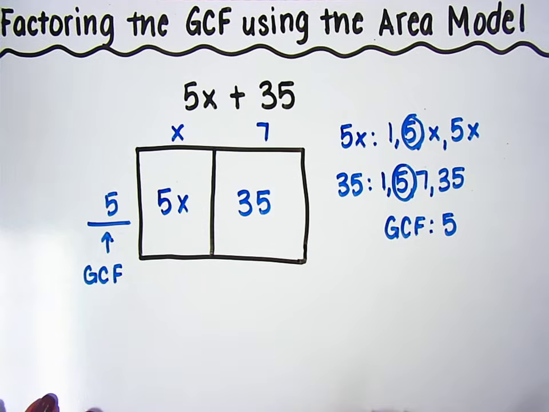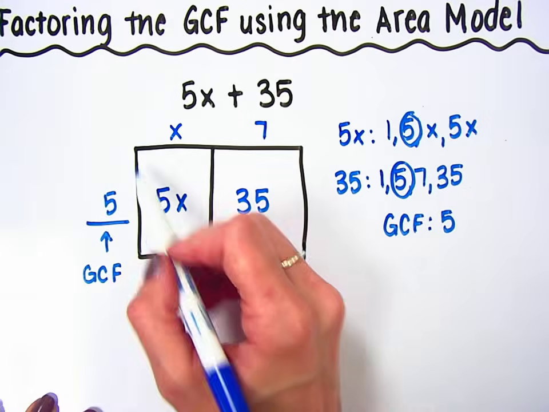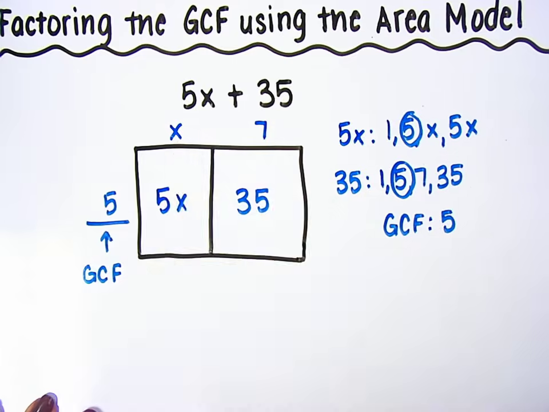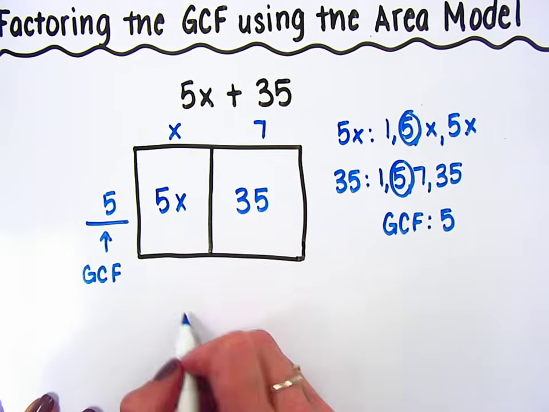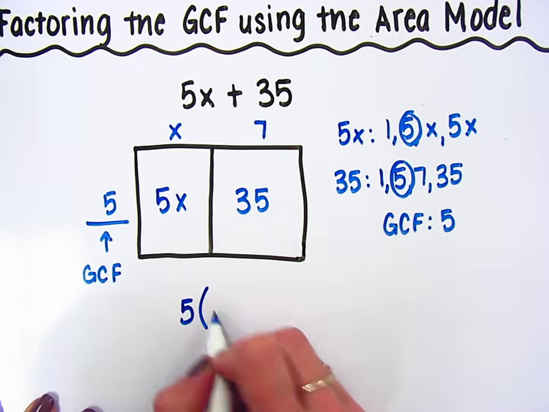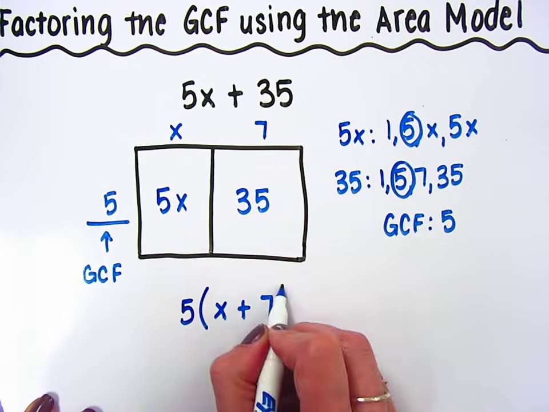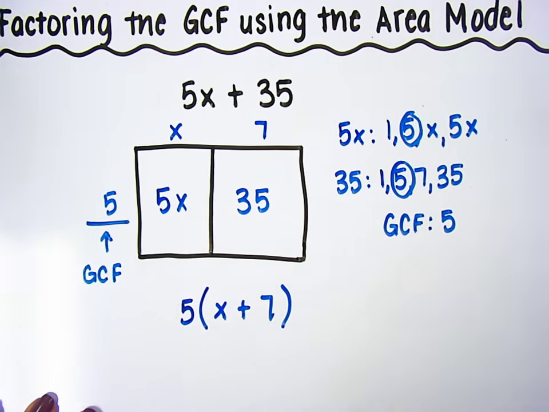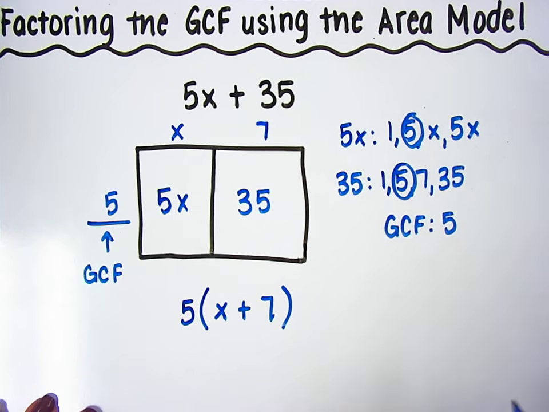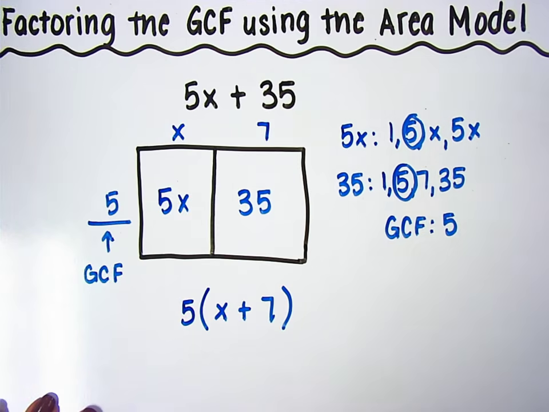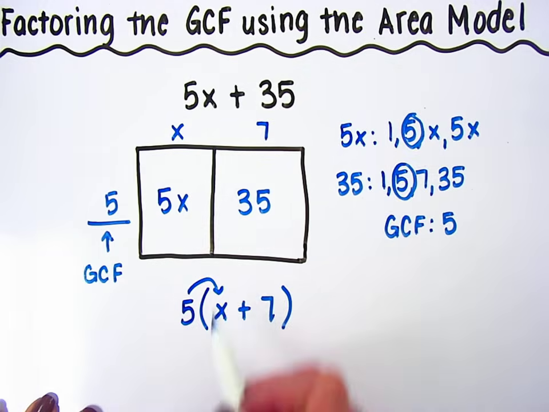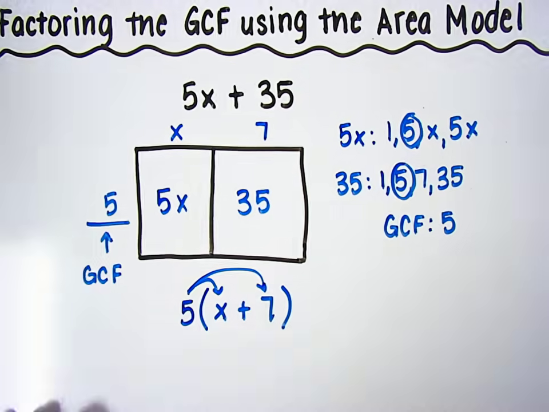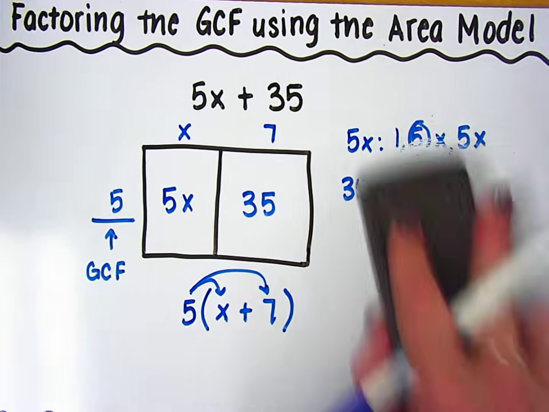We know in order to find the area of a rectangle, we're multiplying the height times the base. And in this case, we know the base has to be whatever x is plus 7, or 5 times that quantity of x plus 7. This is our factored expression. We can check to make sure we factored correctly by going back and using distributive property. So 5 times x is 5x. 5 times 7 is 35. Let's take a look at another example.